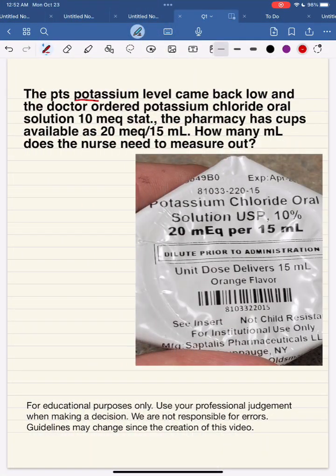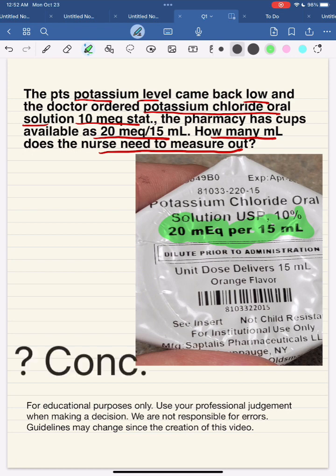Okay, we have a patient whose potassium level came back low. The doctor orders potassium chloride, oral solution, 10 MEQ stat. Stat means right away. The pharmacy stocks a cup of 20 MEQ per 15 ml. How many milliliters does the nurse need to measure out? Always pay attention to the concentration. 20 milliequivalents per 15 ml is the concentration of the cup that the pharmacy has.